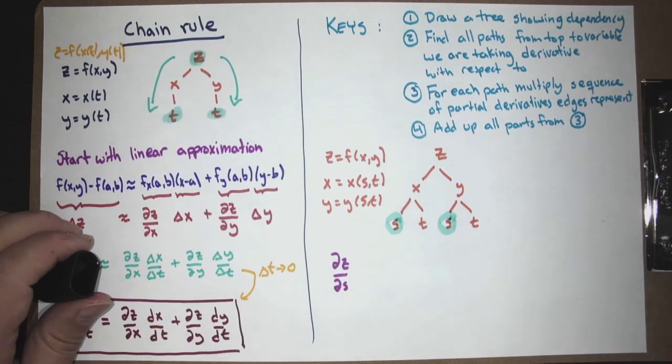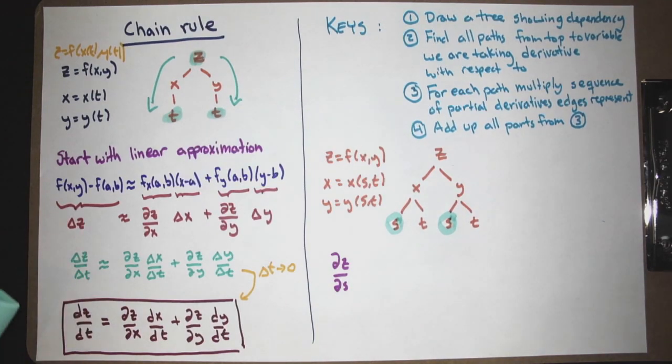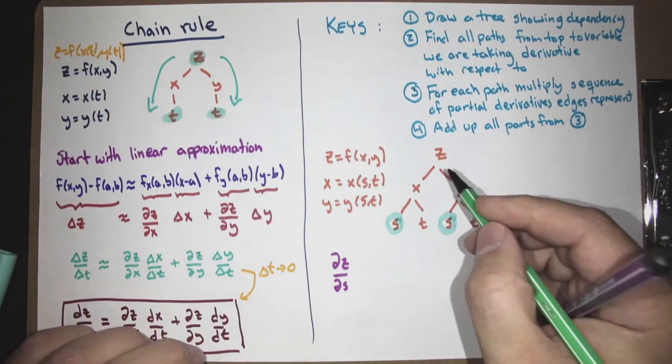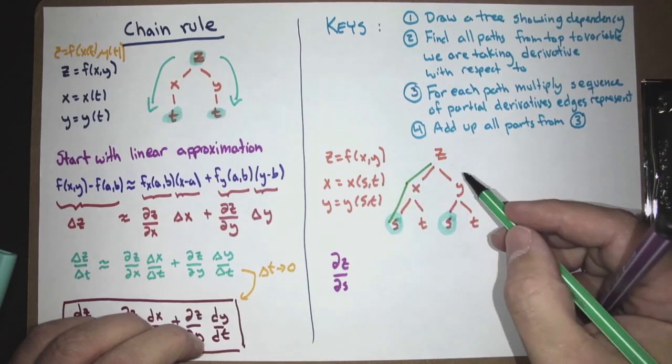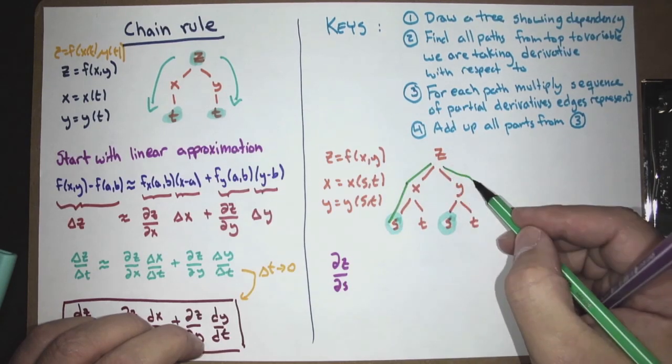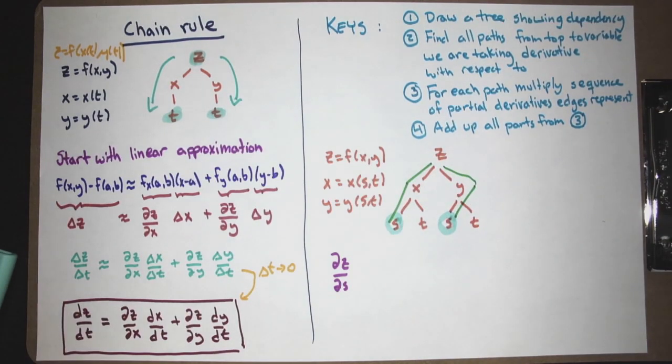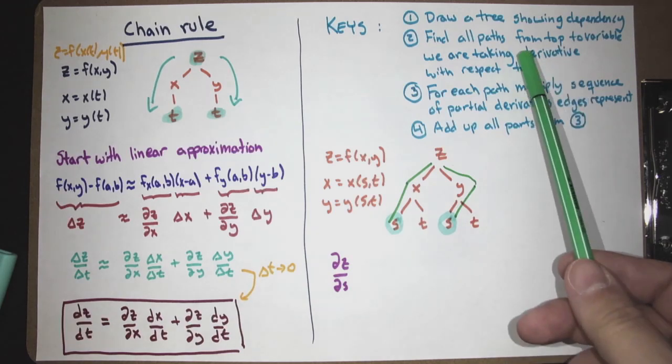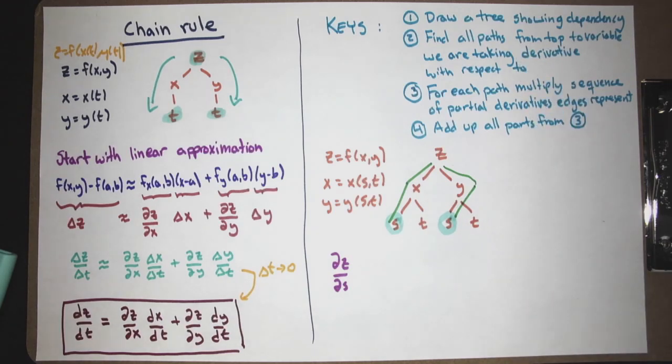So how many ways are there to get to those s's? Well, we have these two paths through x and through y. Okay, so that's defined. Now the next step. It says for each path, there's a sequence of partial derivatives.